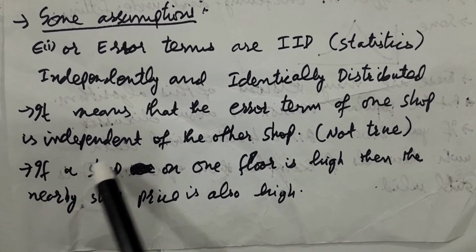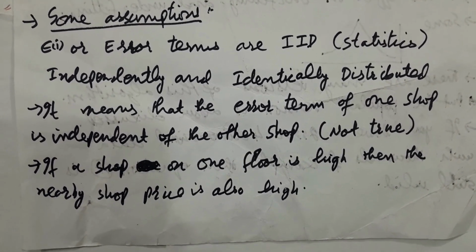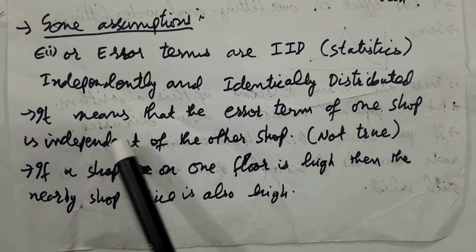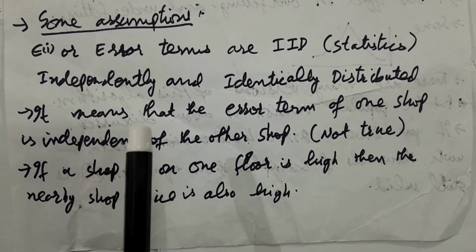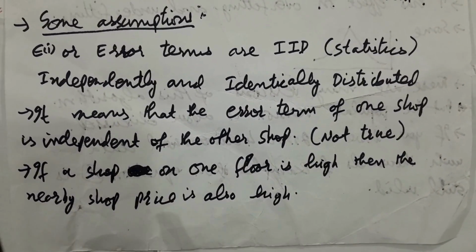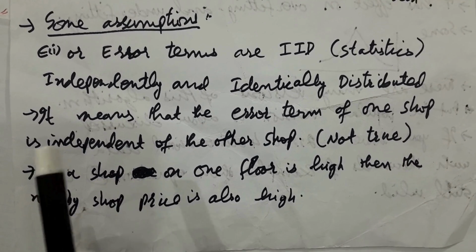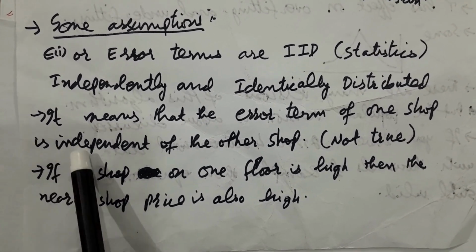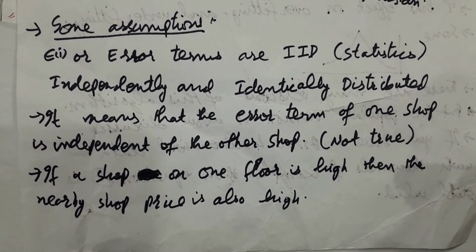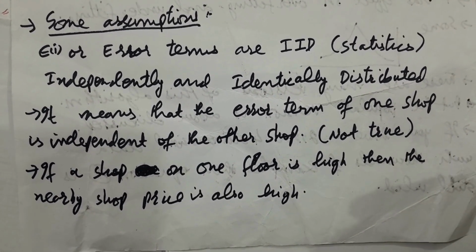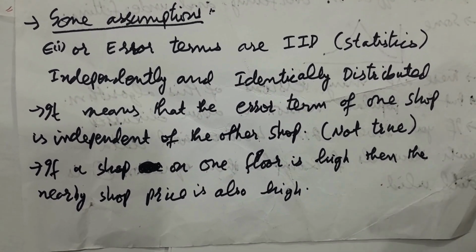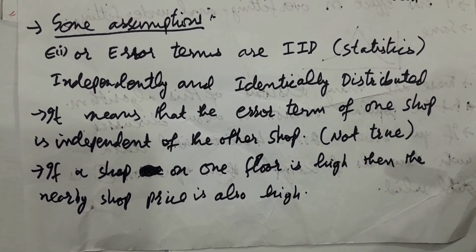Also, if a shop on one floor is high, then the nearby shop price is also high. That is necessarily not true. Sometimes one shop is at the front and another shop is at the back of the floor, and that price may decrease. So if the price of one shop is high, the price of the other shop will not necessarily be high according to the conditions. It is also not true, but these are the assumptions and we have to assume them.